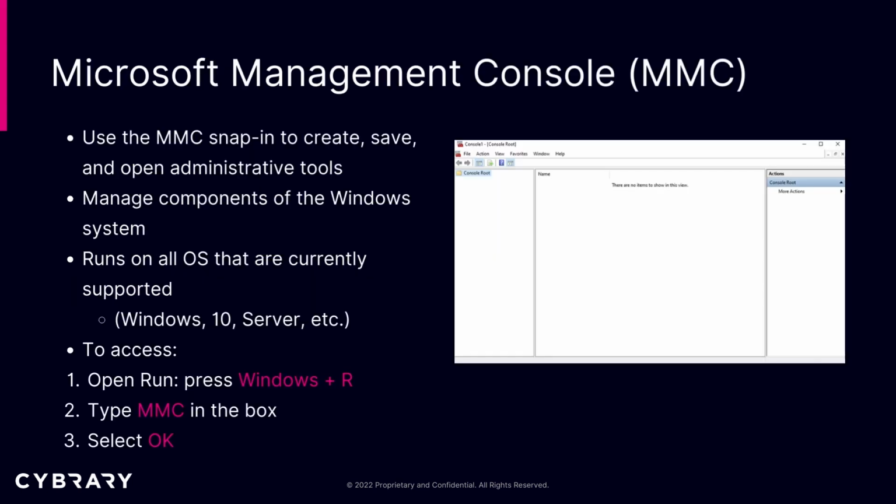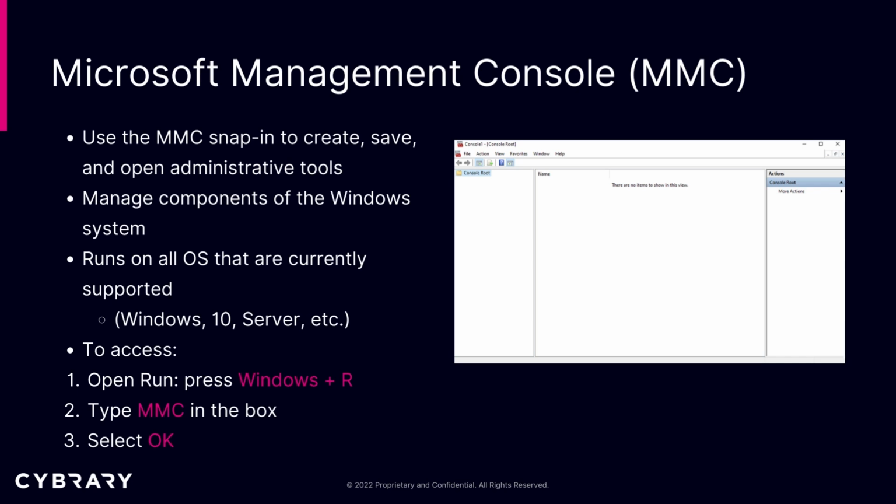Now, the next area we're going to look at is something called the Microsoft Management Console, or the MMC. You can use the MMC console to create, save, and open administrative tools called consoles or snap-ins, which manage the hardware, software, and network communications of your Microsoft Windows operating system. The MMC runs in all of the client operating systems that are currently supported. To access the MMC, open the Run prompt by pressing the Windows key plus R, type in MMC in the box, and select OK. That will open up the MMC console.